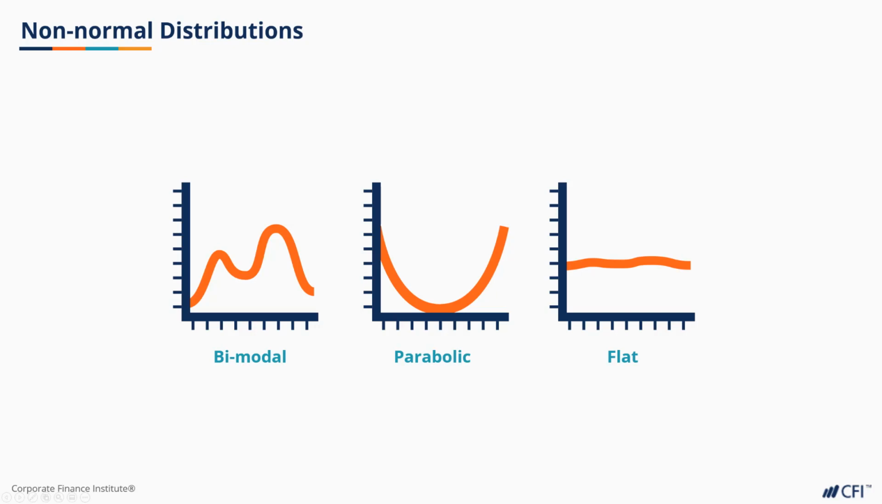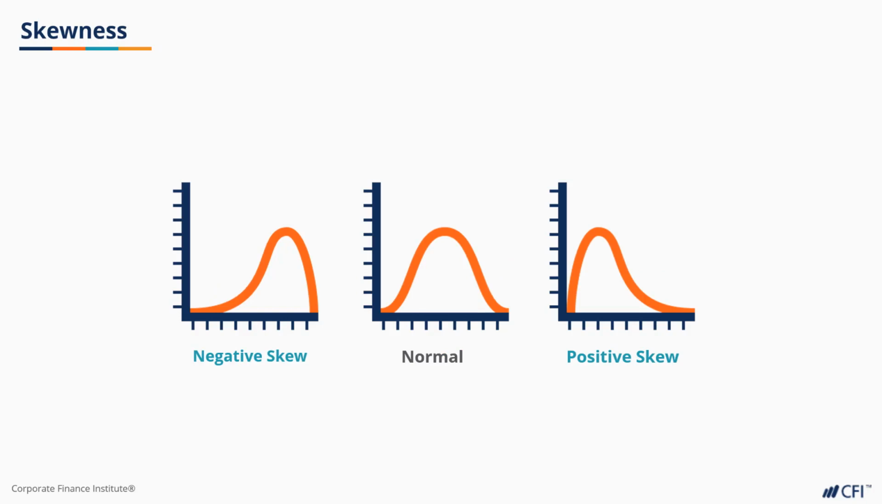Data also comes in distributions that are not normal. It can be bimodal, parabolic, flat, asymmetric, or just about anything. Asymmetric data distributions are common and are often described in terms of skewness. Skewness describes where the data is clumped and where the outliers tend to occur.